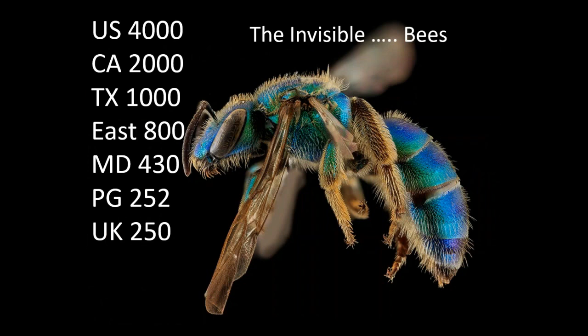So, more background. United States, about 4,000 species. We know so little about many of them that we don't even have names for about 10%. So a lot of these are estimates. California, about 2,000. Texas, 1,000. East of the Mississippi, 800. Note that we have a lot more species to the west of the Mississippi, and that includes a lot of eastern species that bleed over there.